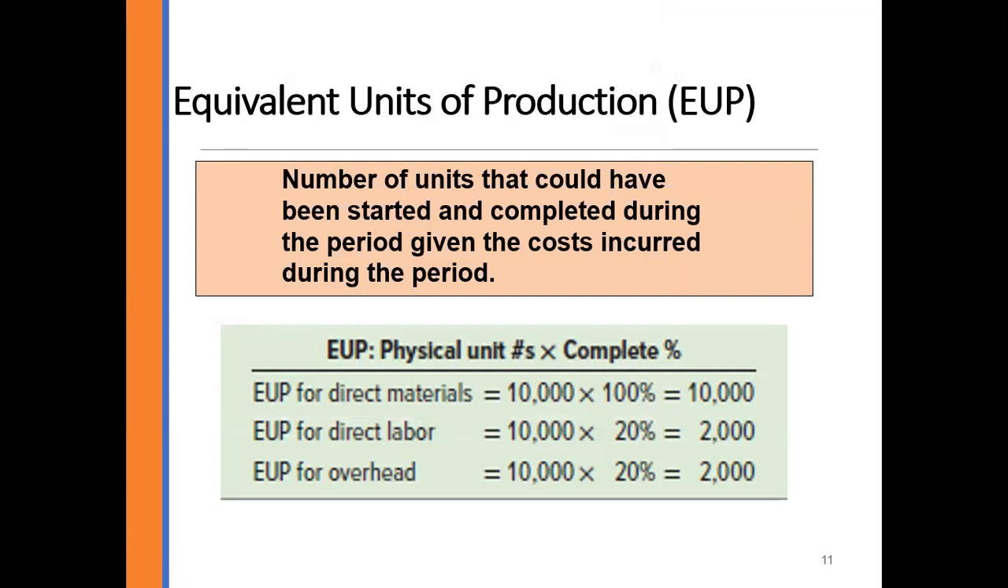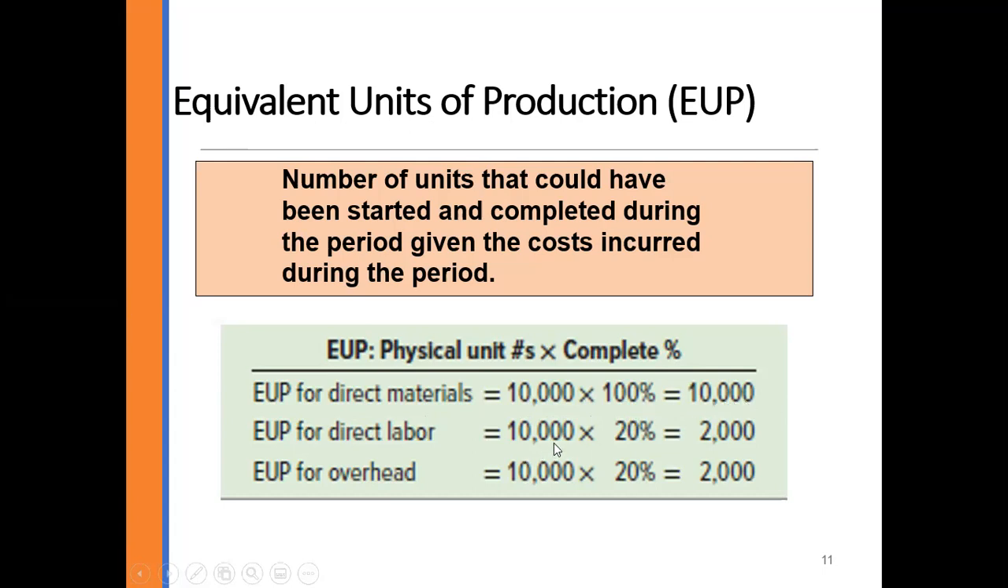It says the number of units that could have been started and completed during the period given the cost incurred during the period. So if we think about this example, for direct materials, we have 10,000 units and all of the material costs have been applied. 100% of the material costs are complete. So that's 10,000 equivalent units of production, right?